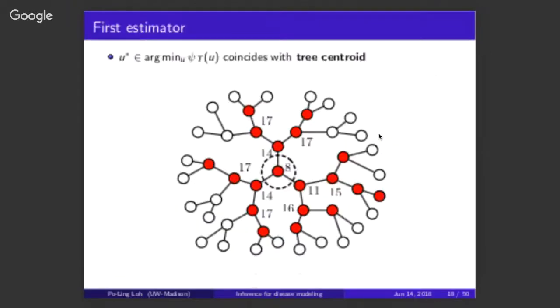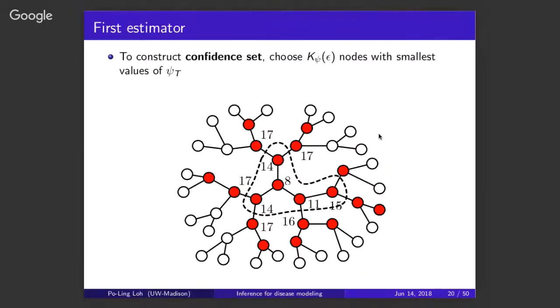Okay. Right. So this is a method. This is a criterion by which we give a score to every node in the graph. And as I said, though, we want to pick not just one node that's the most likely, but we want to pick some subset of nodes. So our estimator, our confidence set, is to say, well, we just want to pick the minimum k of epsilon number of nodes, where k is a function that we're going to say a bit more about later.